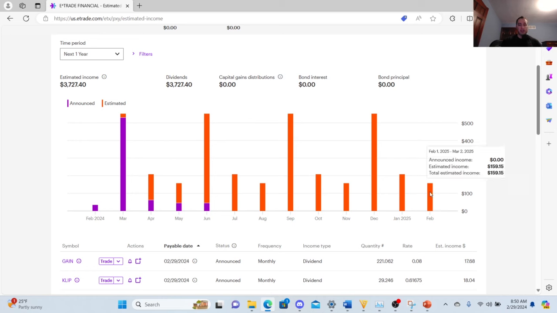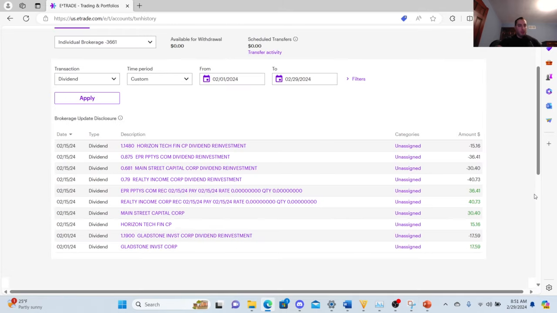And again, I'm not very satisfied with an estimated income just ranging $100 some. Now I did receive some stuff today, and I'll show you how much I made this month. I really need to work on this month, because look, this is not a lot that I made in the month of February on E-Trade. So Gladstone Investment Corp, I made $17.59. Horizon Technology Finance Corp, I made $15.16. Main Street Capital, I made $30.40.